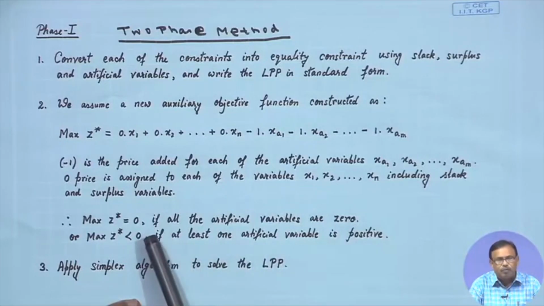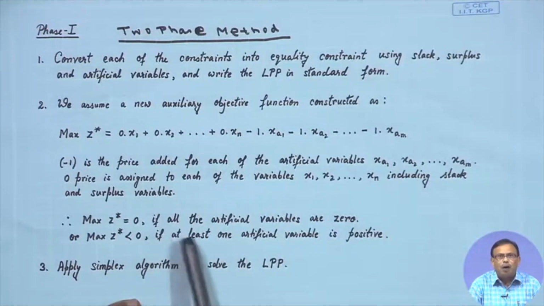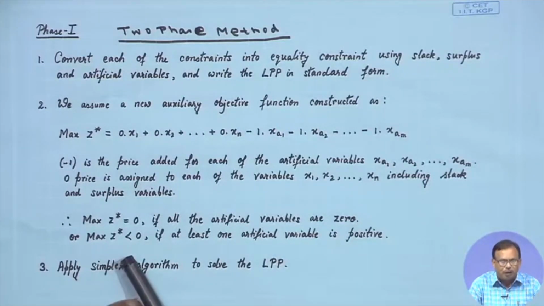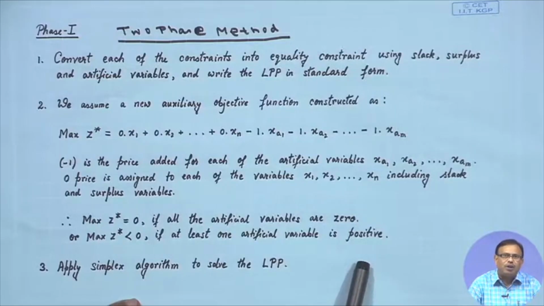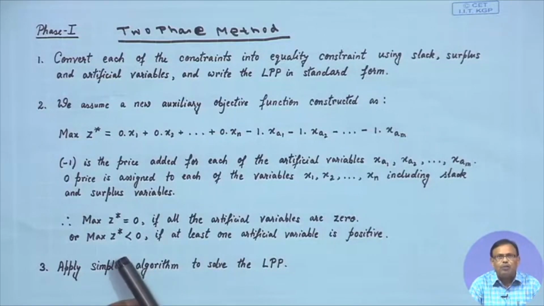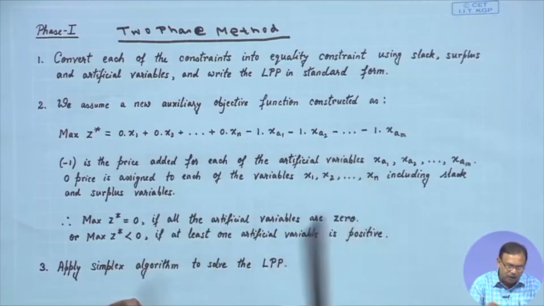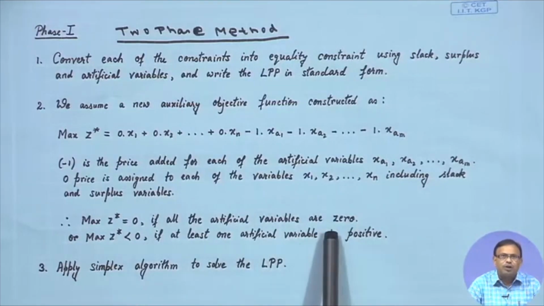So, whenever maximum of z star equals 0, all the artificial variables will be 0, or it may happen that the value of maximum of z star is less than 0. This will be possible only if at least one artificial variable is positive. So, if at least one artificial variable value is positive, then the maximum value of z star will be less than 0 from this z star. So, please note these two things.